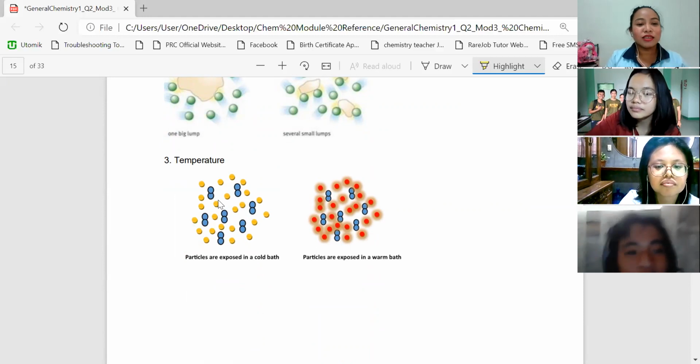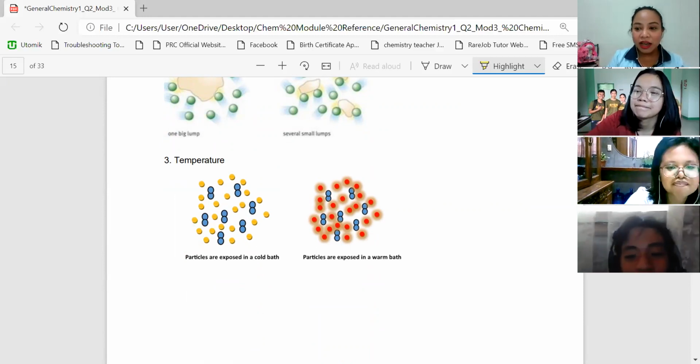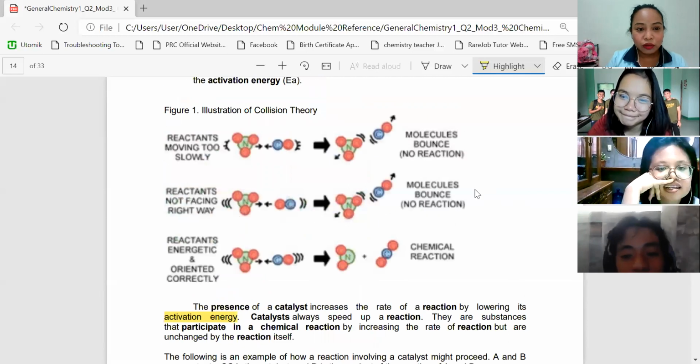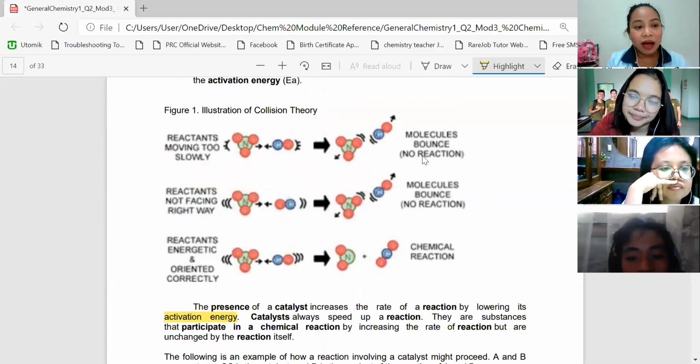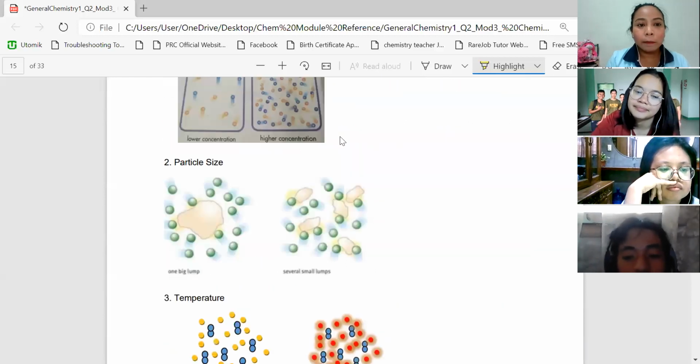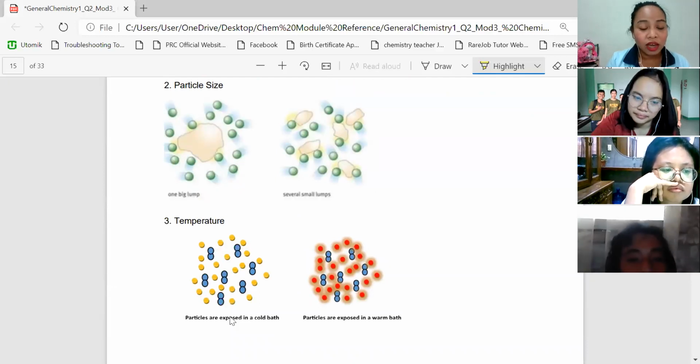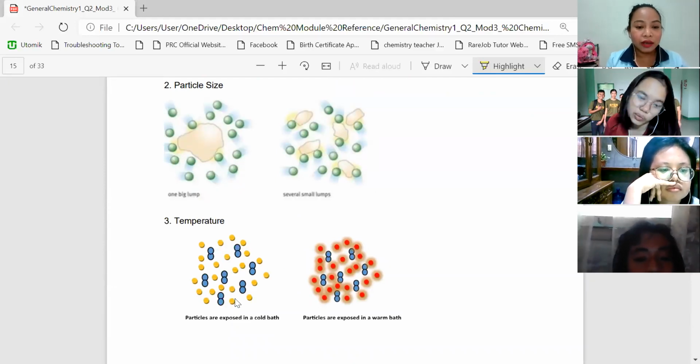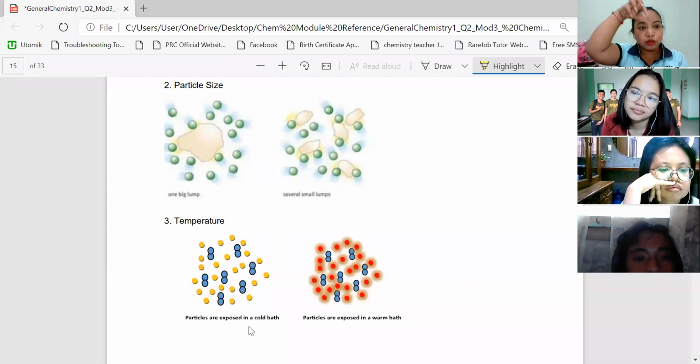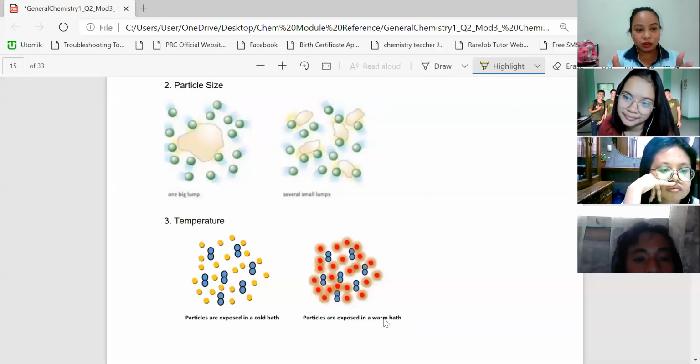So, temperature. If it is cold, going back to the collision theory, if the movement of the reactants is very slow, they will just bounce off each other. So if it is cold, the probability of having a chemical reaction is very low. It is very little if in a cold bath, since your reactants are placed in ice. But if you put them in a hot bath or warm bath, in hot water, then their energy will increase.